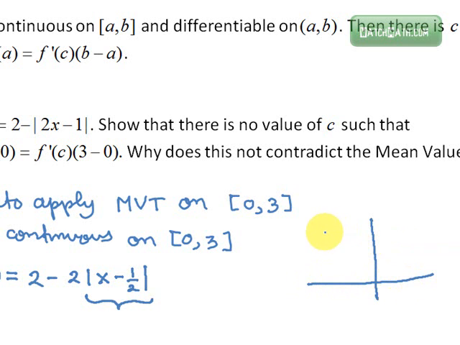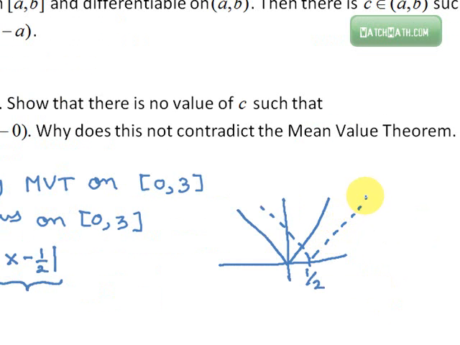As we know, the graph of the absolute value of x is something like this. The graph of the absolute value of x minus 1/2 is a translation of the graph of the absolute value of x by 1/2 unit to the right. So let's say this is 1/2. Then we translate this into a new graph, which is similar to the previous one. And where is the interval 0, 3? This is 0, and say 3 is somewhere here.